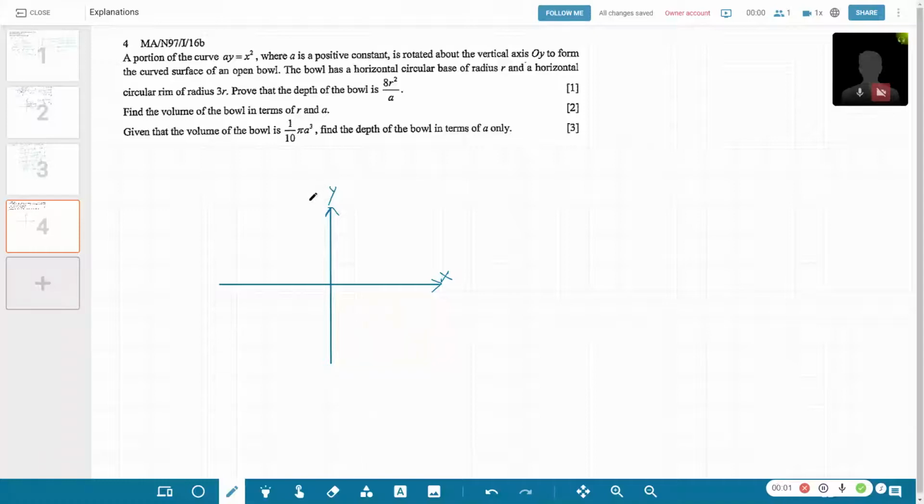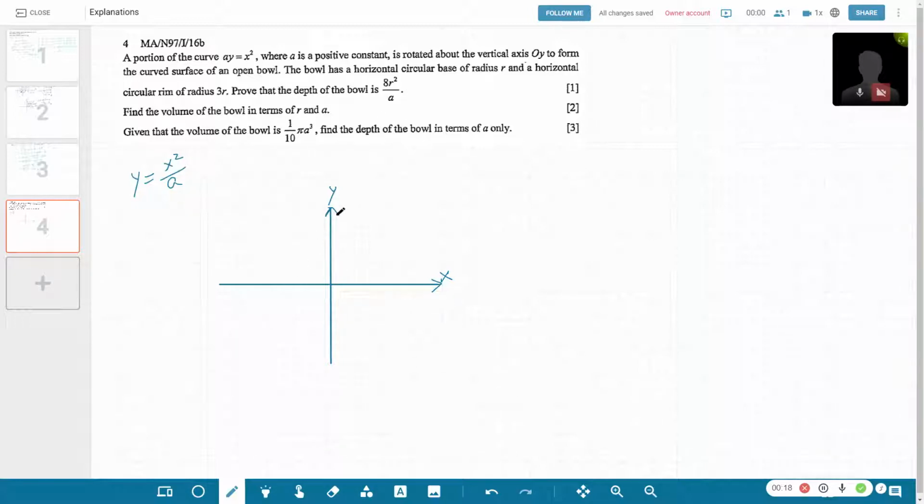Okay, so this is a volume question. Portion of the curve ay equals x squared. Now ay equals x squared can be written as y equals x squared over a. So this is just a normal x squared curve.